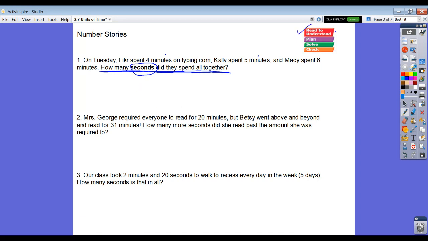Now we need a plan. What do you think our plan's going to be? I think my plan is first I'm going to find the total minutes together, and then I'm going to convert to seconds. Or I could say, then I'm going to find out how many seconds. So how many minutes, how many seconds.